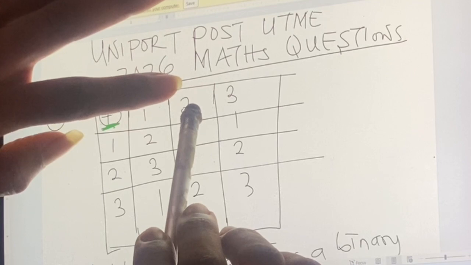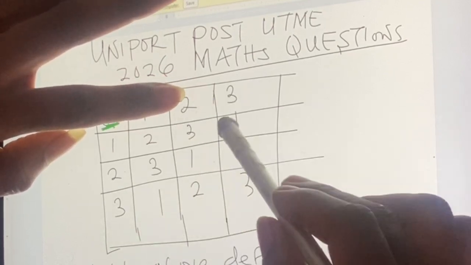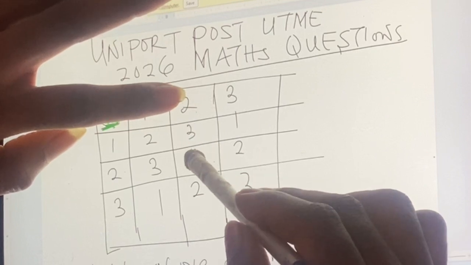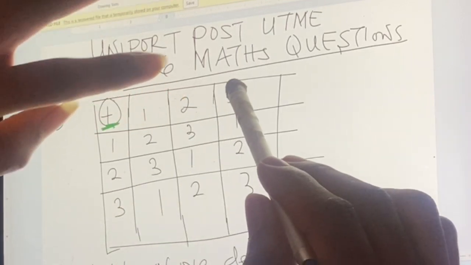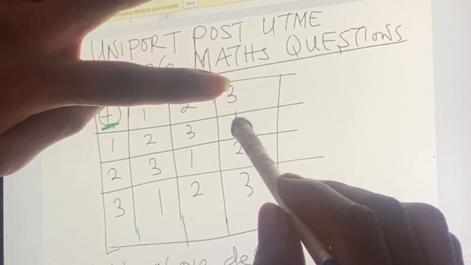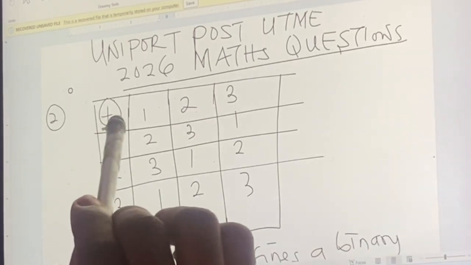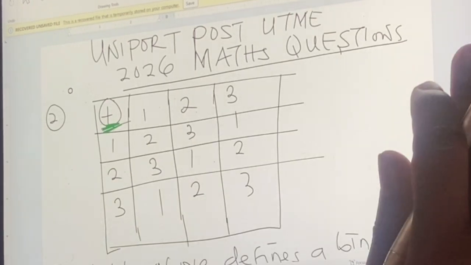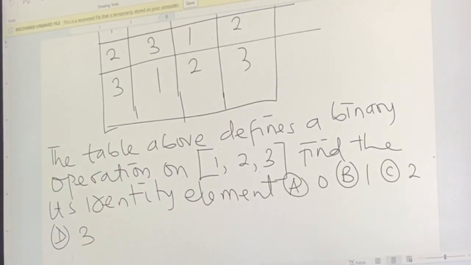Now let's go to the next number along the operator, which is 2. What are the numbers under 2? 3, 1, 2. So it's not identical. The next number under the operator is 3. What are the numbers under 3? 1, 2, 3. So 3 is identical to the operator here. Very simple.